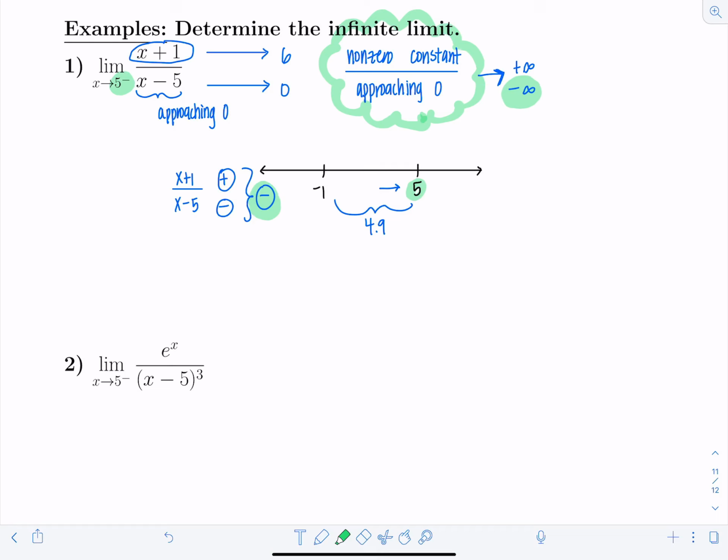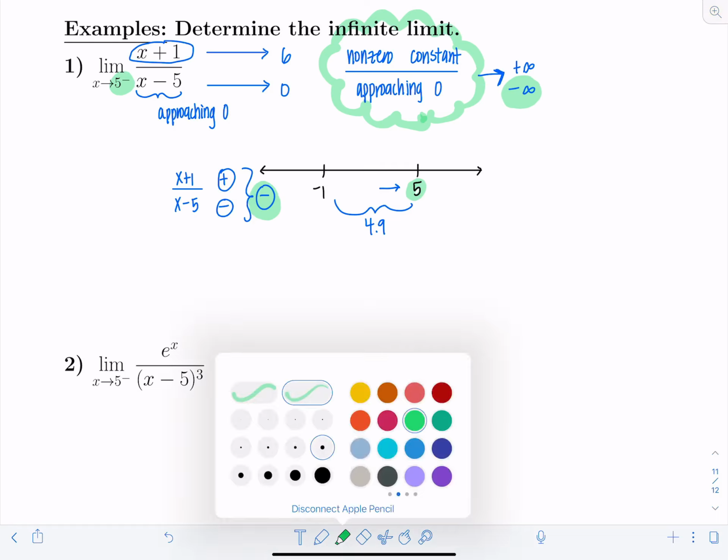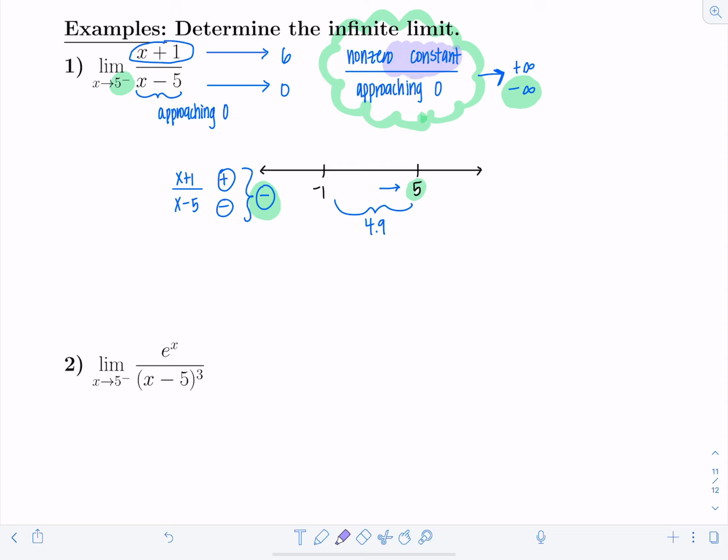Okay, I'll say that one more time. Since the numerator is approaching a non-zero constant, just 6, it's not changing really. And the denominator is approaching 0. So the denominator is shrinking, shrinking, shrinking. Then that means the entire expression is getting bigger and bigger. It's blowing up. And since we just checked that on the left side of 5, this expression, x plus 1 over x minus 5, is negative, it has a negative sign, then that means the limit is negative infinity. It's getting really, really big, but in the negative direction.